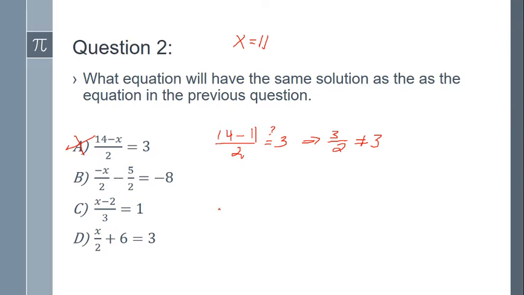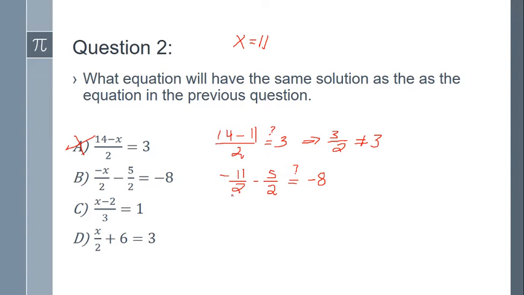Alright, so we could do that with all the rest of these too. Let's see if B is correct. So if I plug in 11 for x, then I would have negative 11 divided by 2 minus 5 over 2. And we're asking ourselves, does that really equal negative 8?